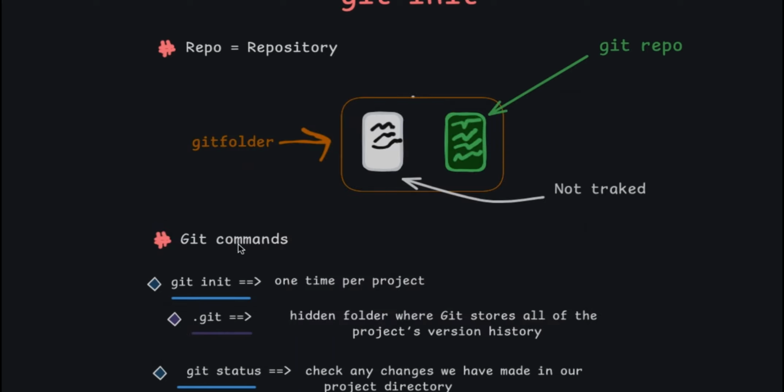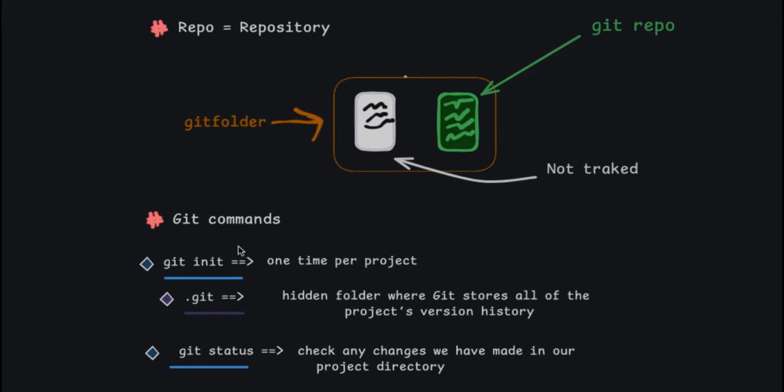Let's go back to our diagram. Here we go. So Git starts here, just checking any changes we have made in our project directory. And for git init, we can do it just one time per project. So you can initialize a project just once, not multiple times. And this is the hidden .git folder where Git stores all of the project versions history.